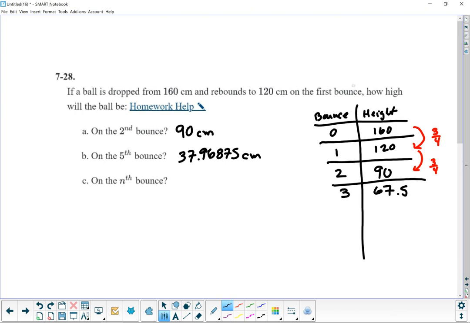We don't want to just keep doing that forever, because we want to write a formula for the nth bounce, right? So let's write this formula as T of n equals. We start with the zeroth bounce, the zeroth term, which is 160. And then what's happening every time? We're multiplying by 3/4, and that's to the nth power. And that's how we find the nth bounce, or what the nth term is.